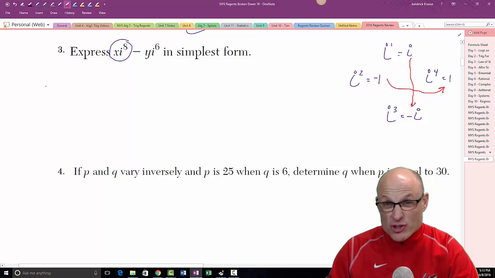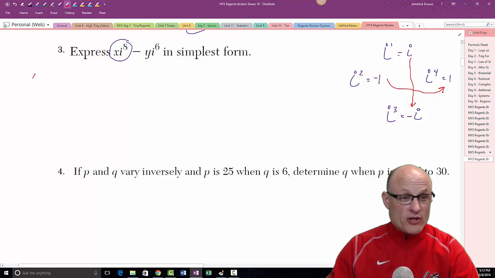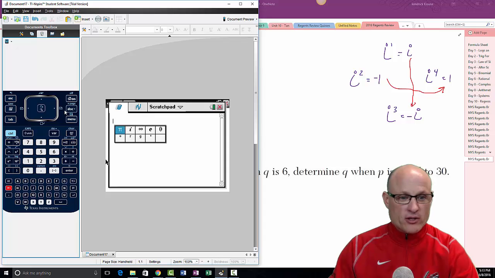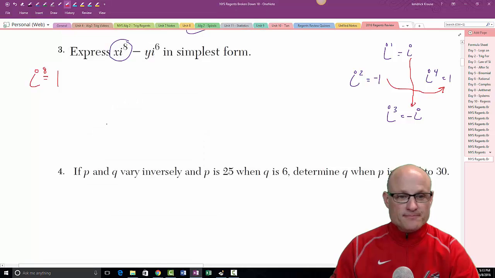But you have to show work. It's a 4-point question. You have to show work. So you have to come off to the side and say, okay, I know I to the 8th is equal to 1. But if you don't remember that, you come over here, you go, I raised to the 8th, ka-ching, 1. And then we got I to the 6th. Now, I to the 6th, if you don't know, is equal to negative 1.